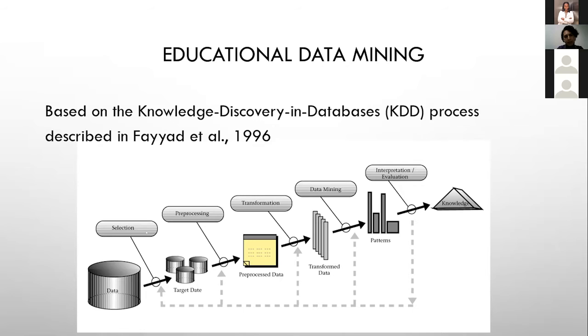Basically we have 5 steps, going from raw data to knowledge: selection, pre-processing, transformation, data mining, and interpretation and evaluation. Now we did one case study based on all these 5 steps.